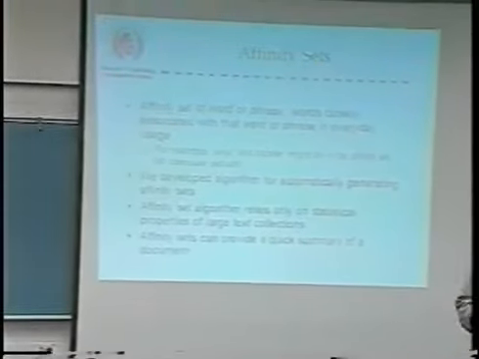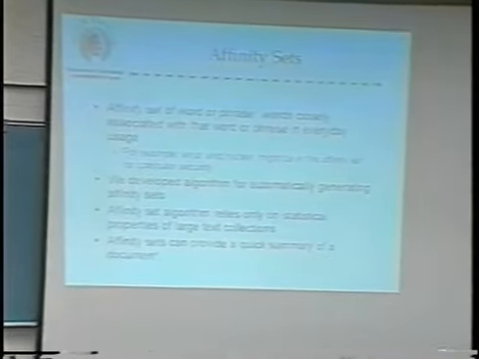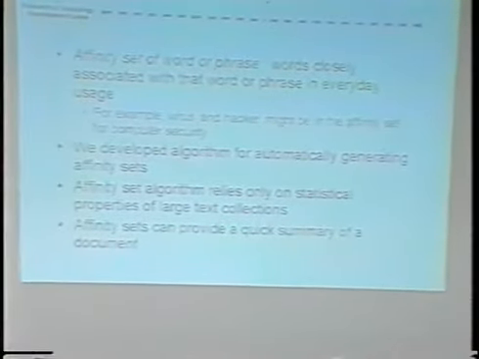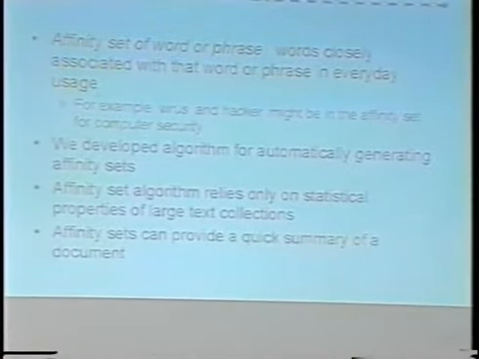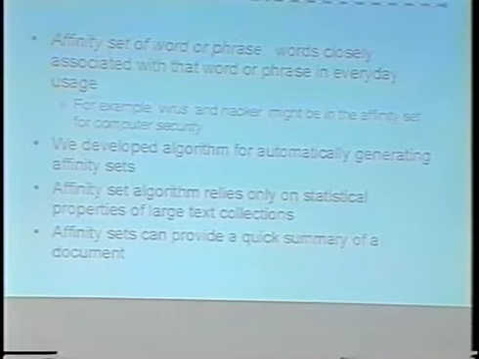Okay. Let's see, how are we doing on time? All right, I'll go through this. One of the technologies that we use, we're calling affinity sets. We used to call them cognates, but then we decided that we didn't want to tick off the linguists, because they'd be totally confused. So we're calling them affinity sets. I don't know if that's any better, but the idea is to try to extract, given an input word or phrase, closely related words or phrases. For example, if you put in computer security, you might like to know that virus and hacker were closely related there. And so we have algorithms to automatically generate these things based on a large collection of text.